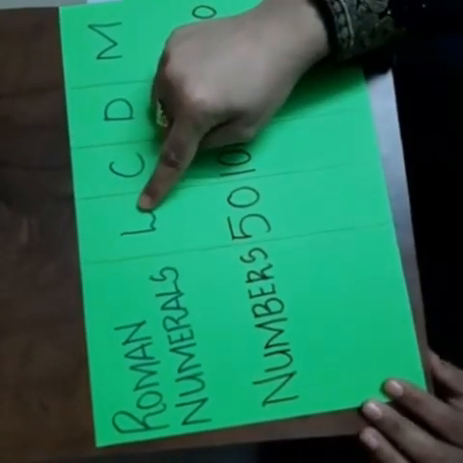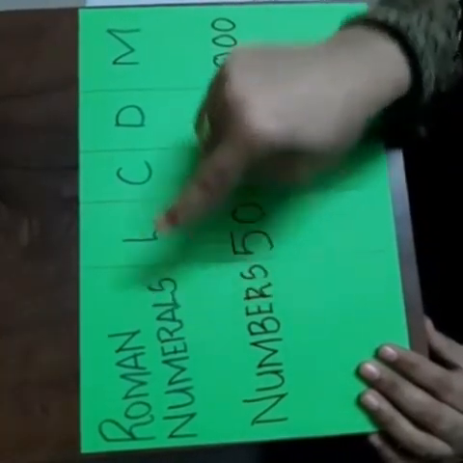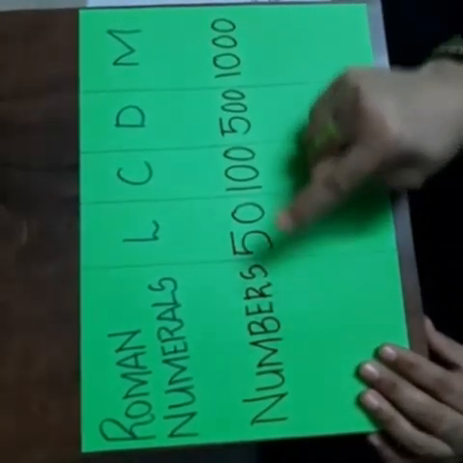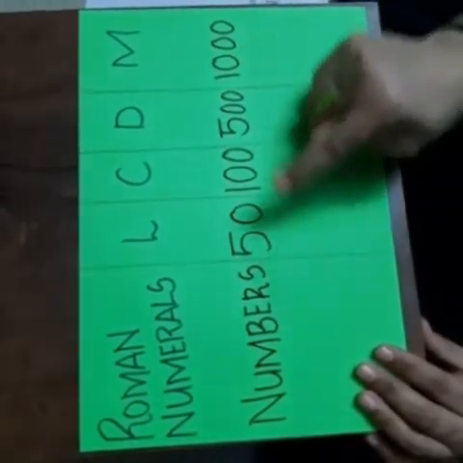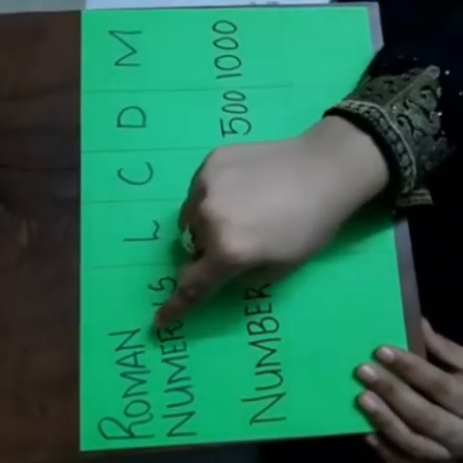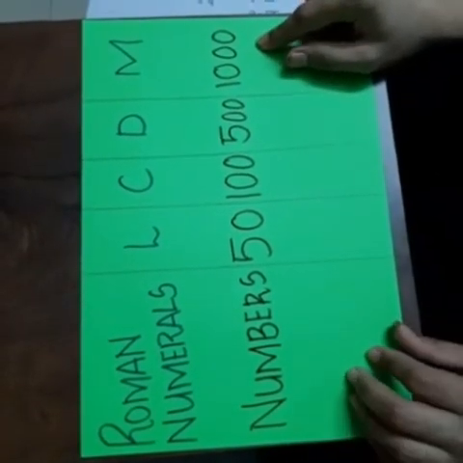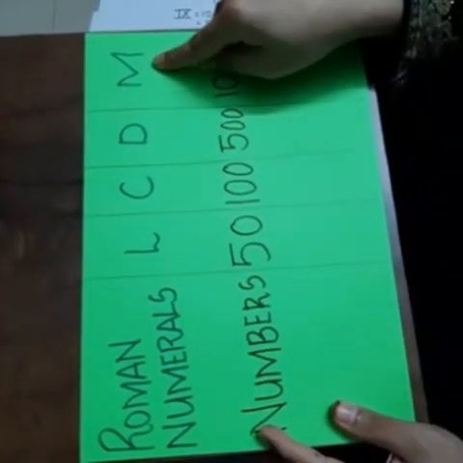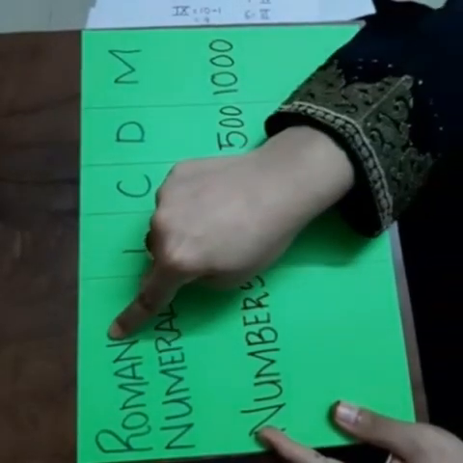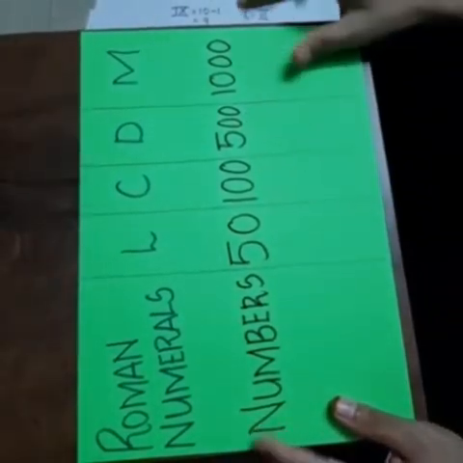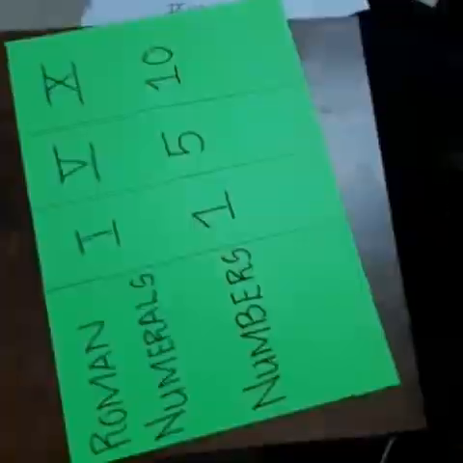Roman numeral L is number 50. Roman numeral C is number 100. Roman numeral D is number 500. Roman numeral M is number 1000. Means these all are the capital letters which represent Roman numerals, and these all are our international numbers. Okay.